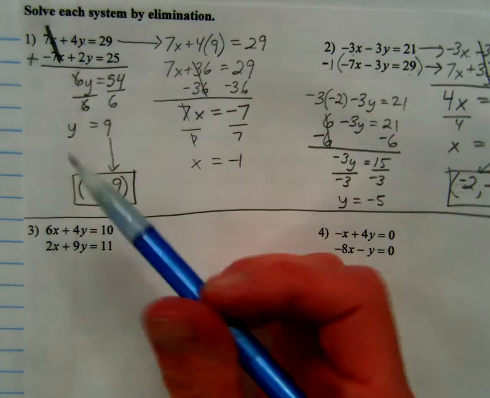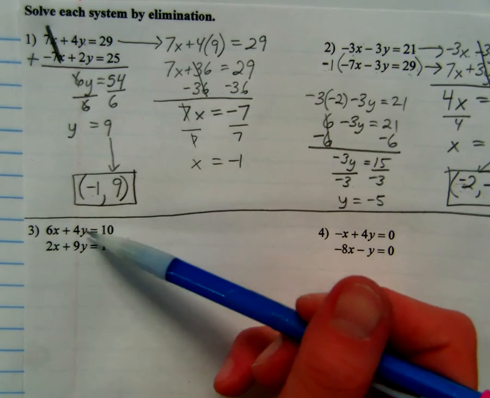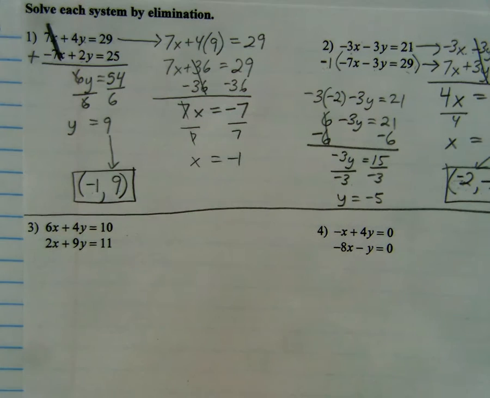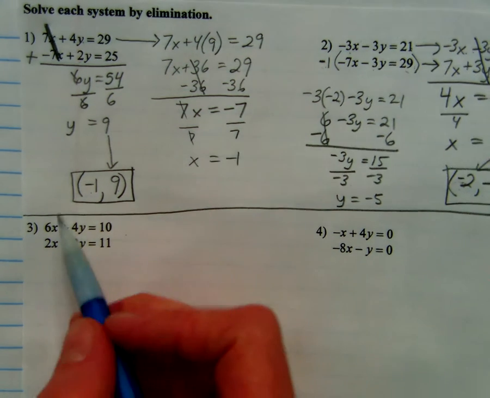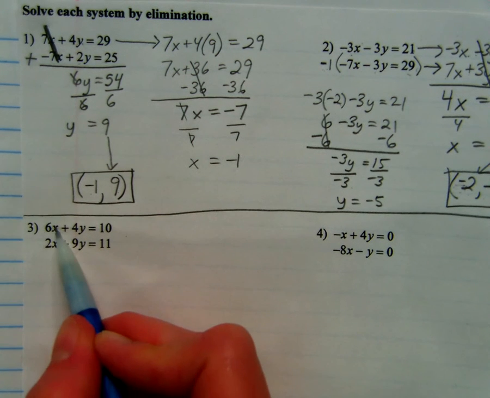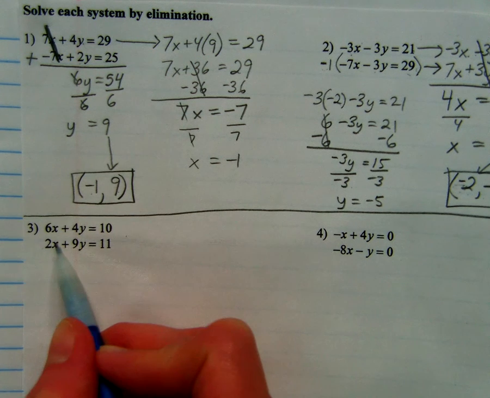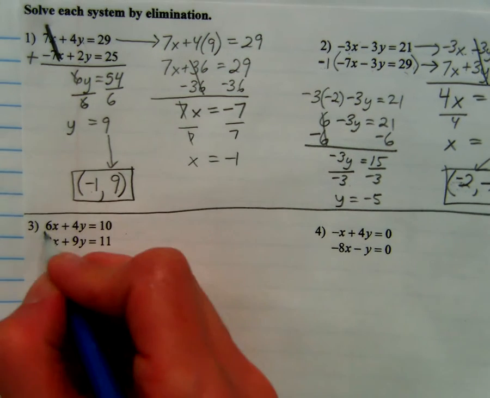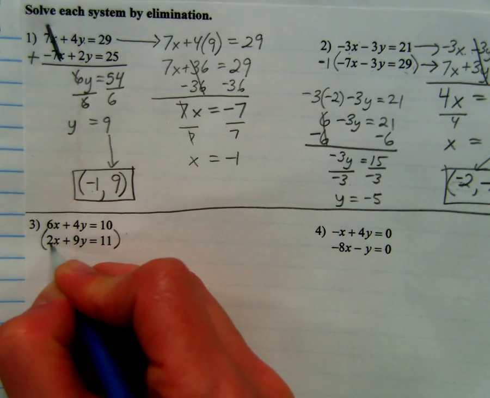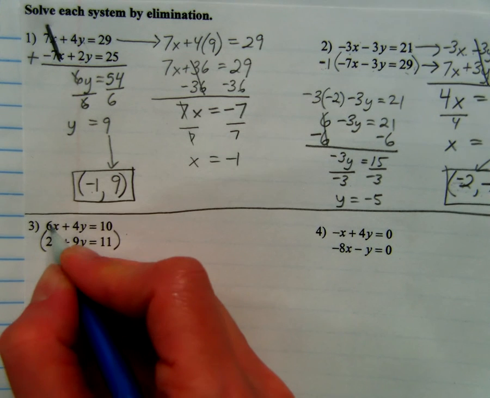Now, if I look at number 3, the x's are not opposites, the y's are not opposites, and there's nothing that's the same that I can easily change to opposites. But we can multiply either equation by whatever number we want. So let's just say, for argument's sake, we want to kill the x's. We have 6x up here, we have 2x down there. We want to turn this 2x into a -6x so I can cancel it with this 6x. What would I have to take -2 times to get -6?